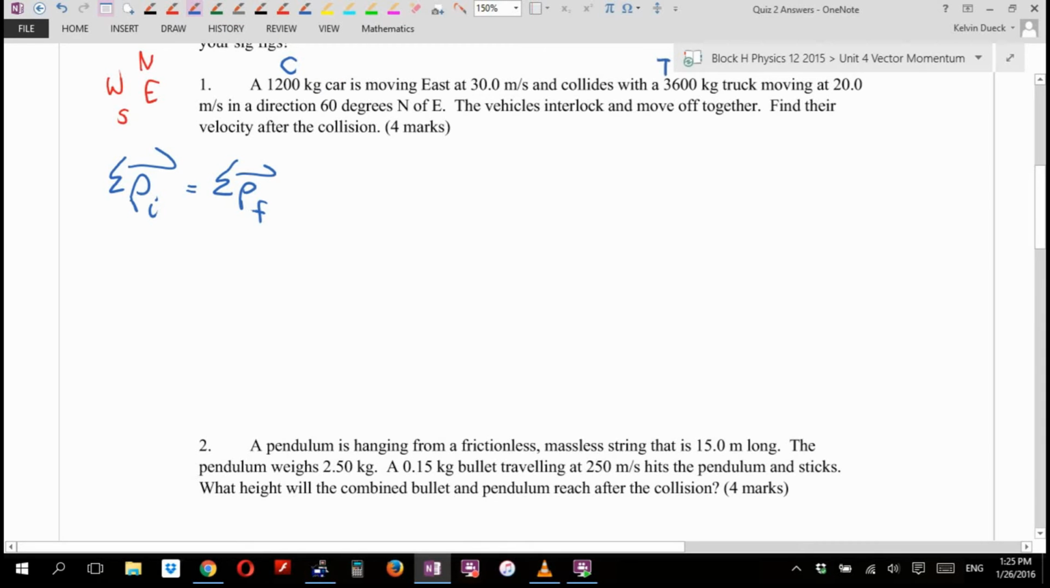That works. Before the collision, what's moving? The car, the truck, both, or neither? The car?